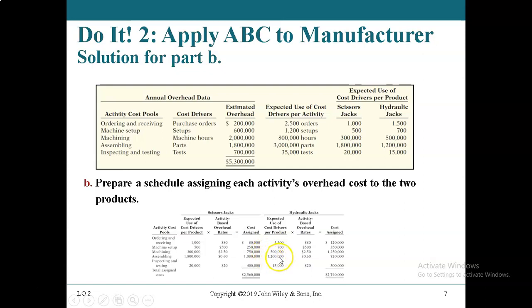For hydraulic jacks, let's take a look at this here. How many orders does hydraulic jacks use? 1,500. What is the rate? What is the overhead for each order? $80. So how much cost is assigned to hydraulic jacks for ordering and receiving? 120,000. So you do that for each step, and then you can see that scissor jacks uses $2.56 million in overhead. Hydraulic jacks uses $2.74 million.